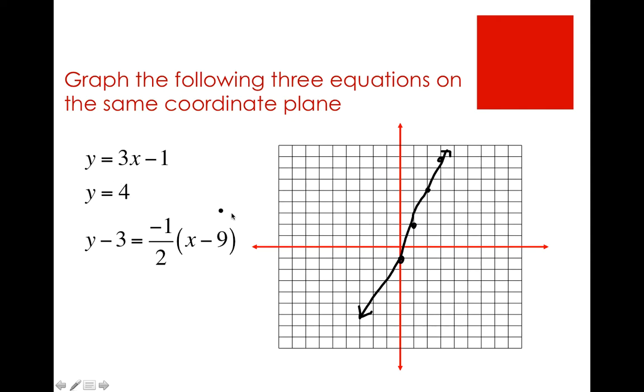The next one is y equals 4. That's a horizontal line. I'm going to graph it right here. And the last one is in point slope form. The point on the line is 9, 3. The slope is -1/2. So start here at 9, 3. That's this point over here. And a slope of -1/2 puts it somewhat off of the coordinate plane if you went down and to the right. So I have to go up and to the left.